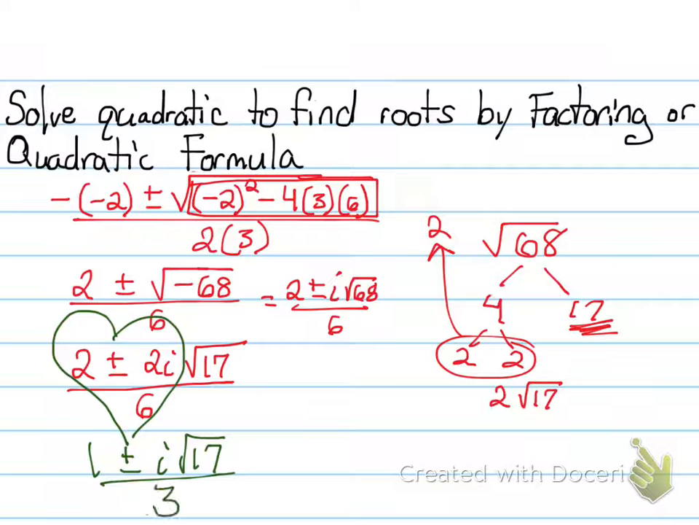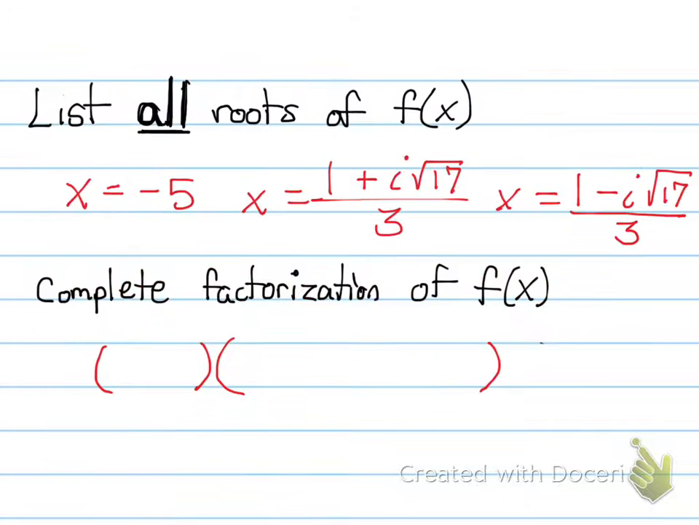over 3. So when it says to list all of my roots, the first one that I used for synthetic division was -5, and my other 2, I just separated it, were 1 plus i square root of 17 over 3 and 1 minus i square root of 17 over 3. So when I write the complete factorization for -5, just the opposite of that would be +5, so it would be x plus 5. But as you can see, my other 2 roots are complex roots.